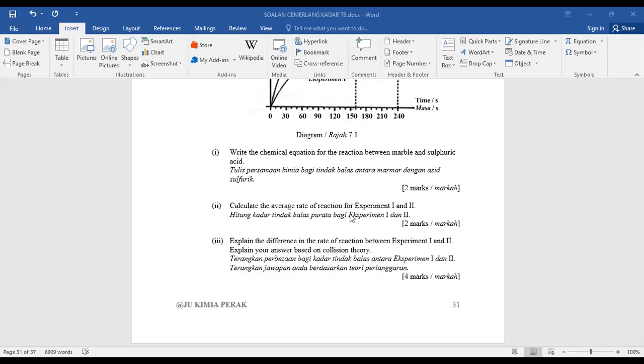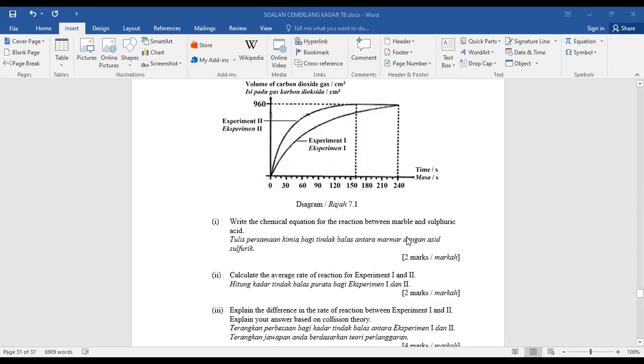Now for part 1 and part 2, I think you have no problem. For part 2, average rate of reaction, you are going to take the volume, which is 960. For that, just like I said, it is this graph. So it is taking 240 seconds. Now you are taking the 960 divided by 240. The unit will be in centimeter cube per second.